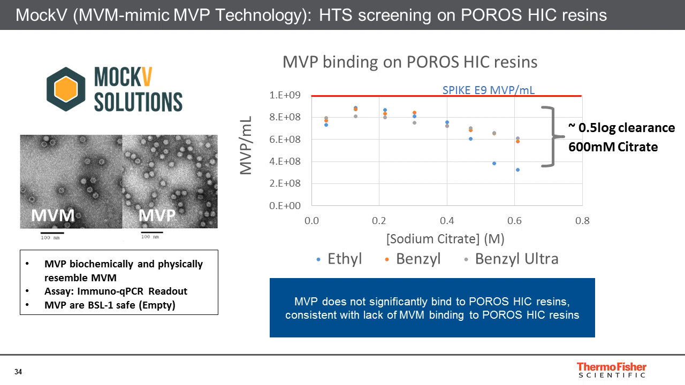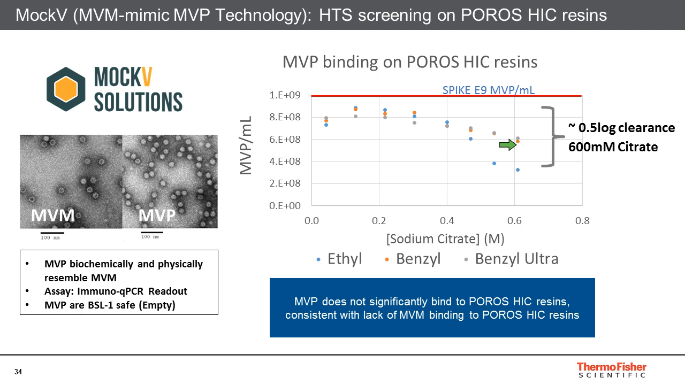So next, we wanted to better understand MVM binding and clearance to POROS HIC resins, and we took advantage of David's MockV MVP technology, MVP particles, which again mimics live MVM. And we performed high-throughput screening of mock virus binding under increasing concentrations of sodium citrate for the 3 POROS HIC resins. And here, as the graph shows, we saw less than half a log binding clearance of the MVP on all 3 HIC resins, even under the highest salt concentration tested here, which was 600 millimolar citrate for mAb.